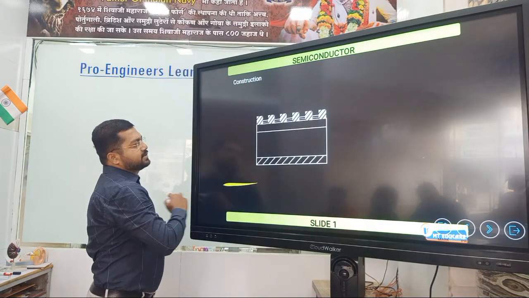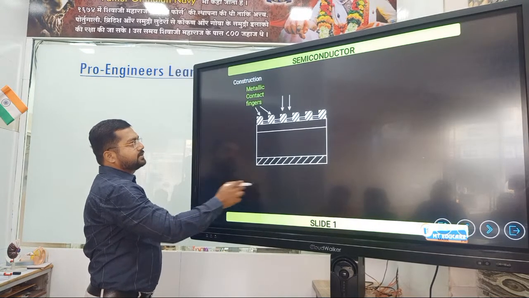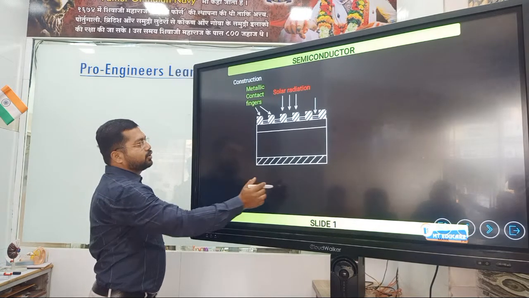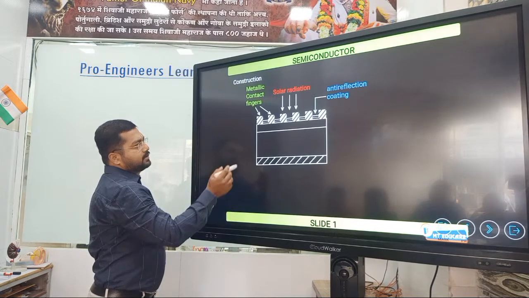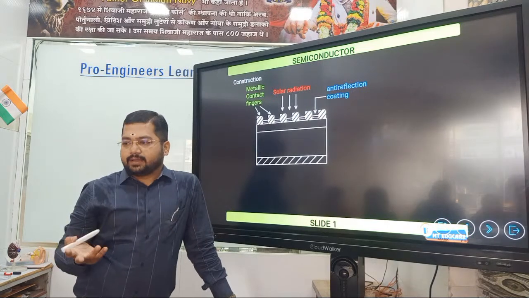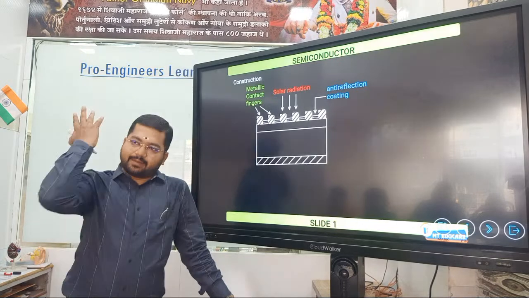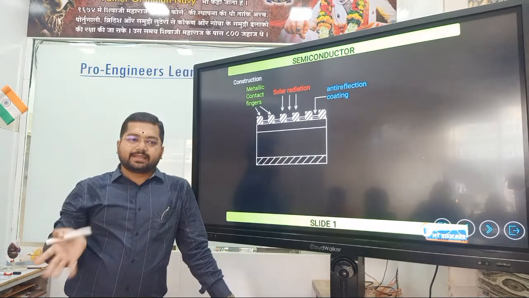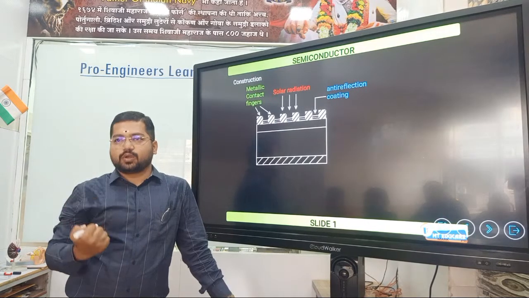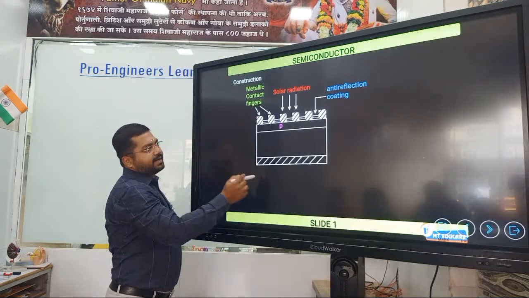Now we'll see the construction. This is the construction of the solar cell. It has a metallic contact. It will receive the solar radiation from the top. It has an anti-reflecting coating. Why? Because whatever solar light falls inside can be reflected back. So to avoid that reflection and store the maximum energy of solar rays, we have an anti-reflection coating.